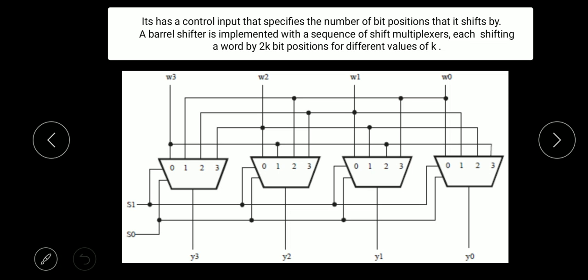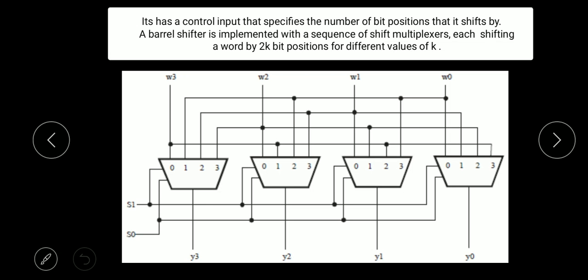Implementation. A barrel shifter is a logic circuit for shifting a word by varying an amount. It has a control input that specifies the number of bit positions that it shifts by. A barrel shifter is implemented with a sequence of shift multiplexers, each shifting a word by 2 power k bit positions for different values of k, where the output of one multiplexer is connected to the input of the next multiplexer in a way that it depends on the shift distance.